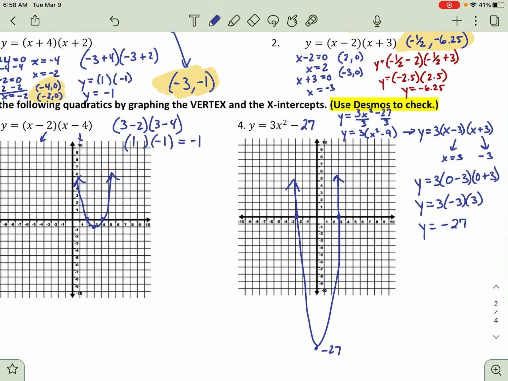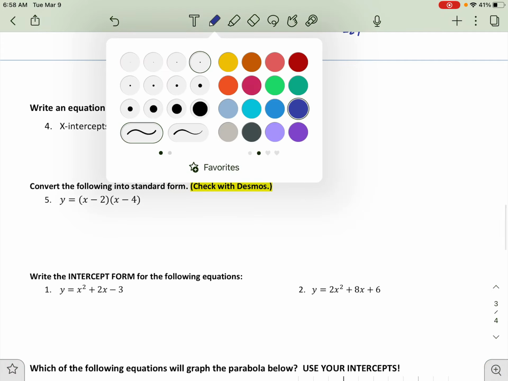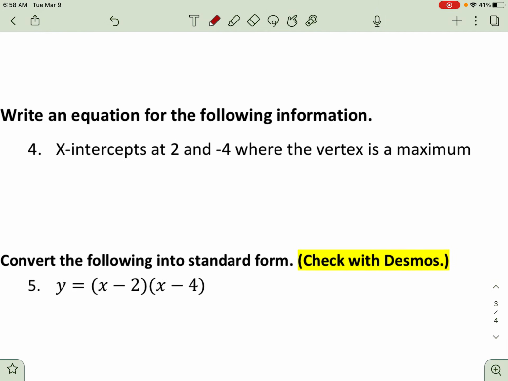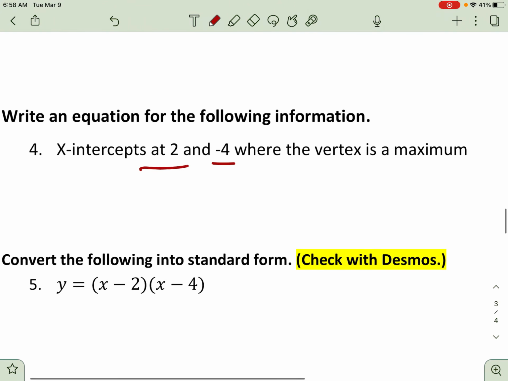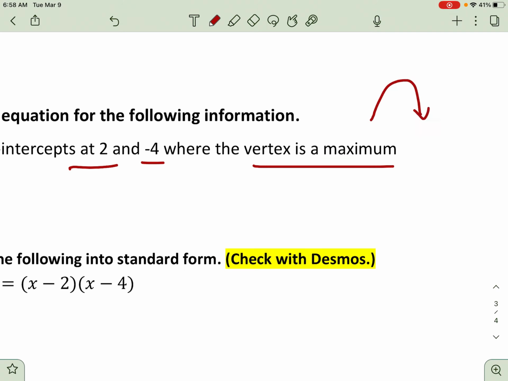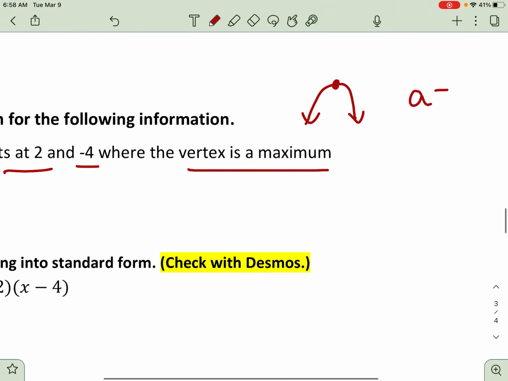All right, so last page here before you get to your exit ticket. Next page says, write an equation for the following information. Okay, so we want to write an equation where the x-intercepts are 2 and negative 4, and the vertex is a maximum. So maximum means it's got to be at the very top, right? Like it's the top of the mountain. So that means it needs to face downwards, which means that A is negative.